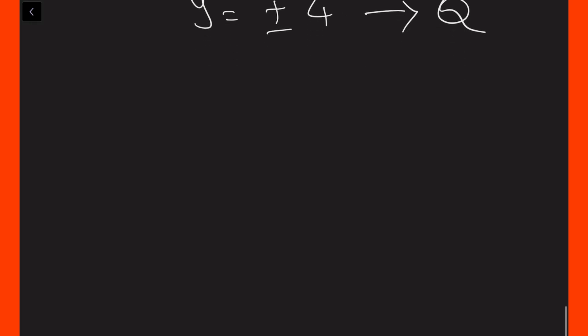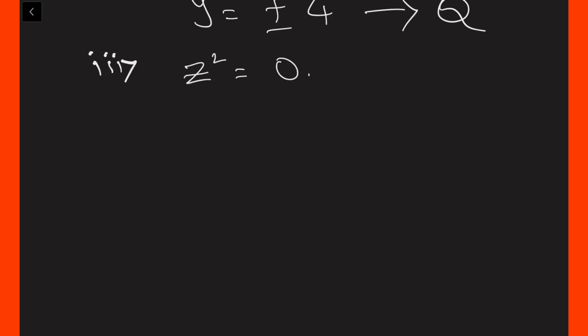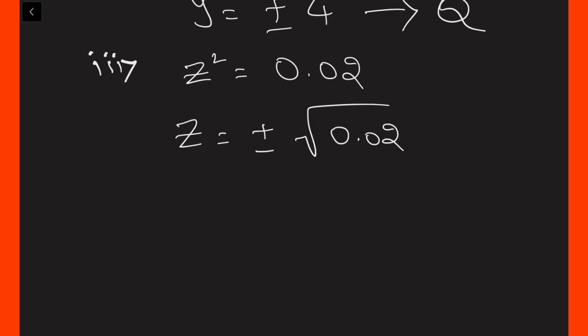Now next, third question in this. z² = 0.02. Now z is equal to plus or minus √0.02. We know very well that 2 is not a perfect square, so obviously this will become an irrational number.